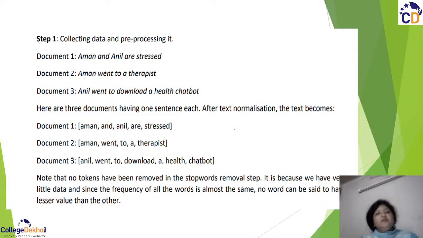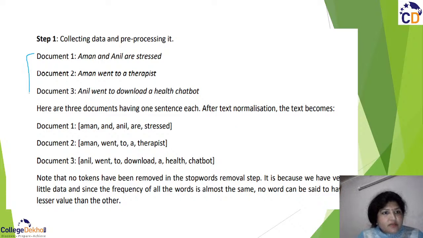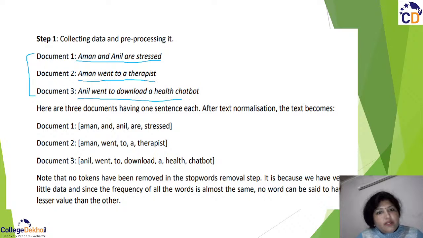There are three documents. Document 1 has the sentence "Aman and Anil are stressed." In the second document, "Aman went to a therapist." In the third document, "Anil went to download a health chatbot." So these are the three documents in the corpus, with one sentence each, and in every document we have only a single sentence.